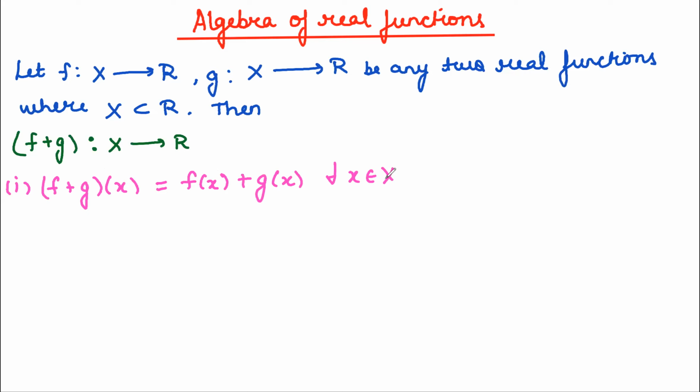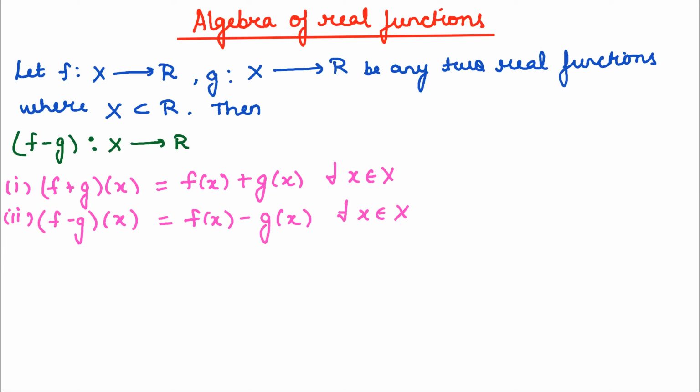Then if you have to define the difference of two functions, it is defined as f minus g of x will be defined from x to R again, and it is defined as f minus g of x is f of x minus g of x. And again, this is for all x belongs to x.